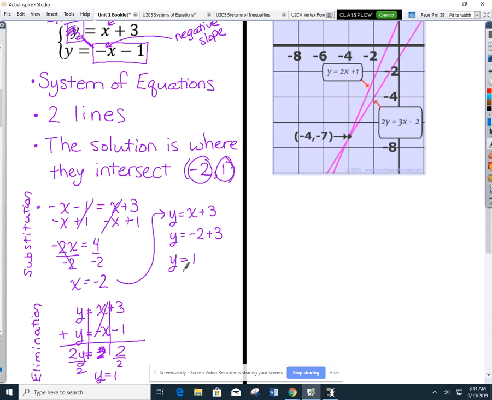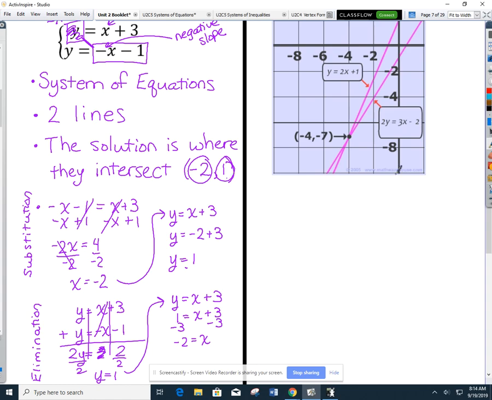Same thing here. And then to get x, we would just plug it in to either equation. So again, I'll use y equals x plus 3. 1 equals x plus 3. Subtract 3, and we see that -2 equals x. So we get the same answer.